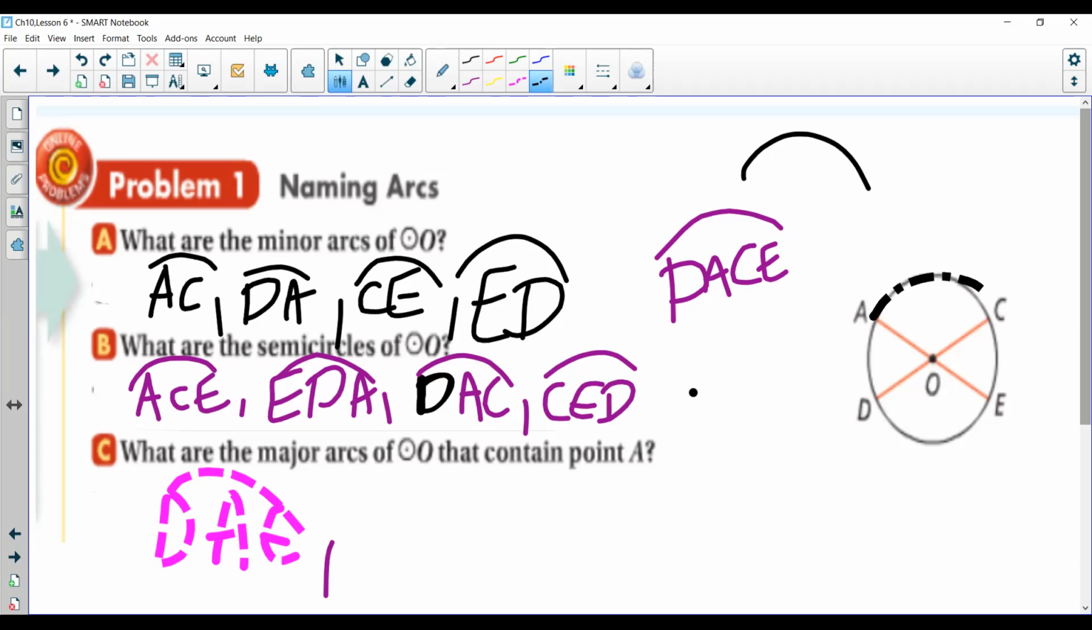AE or ACE is a semicircle. I want it greater than the semicircle. So A, C, E, D. AED or ACE. No, I meant it as going in a downward direction, like A, and then it passes to D, E, and then C.